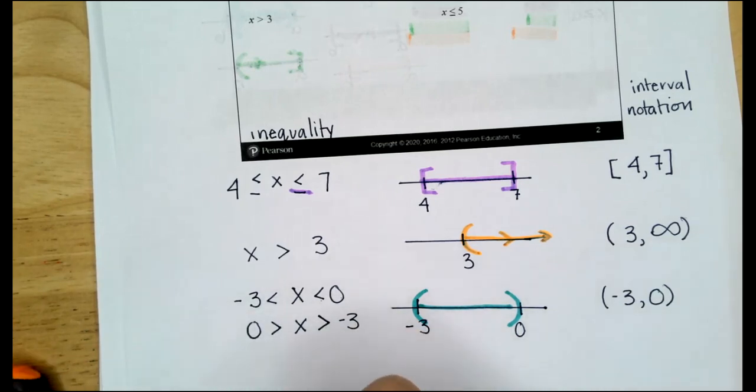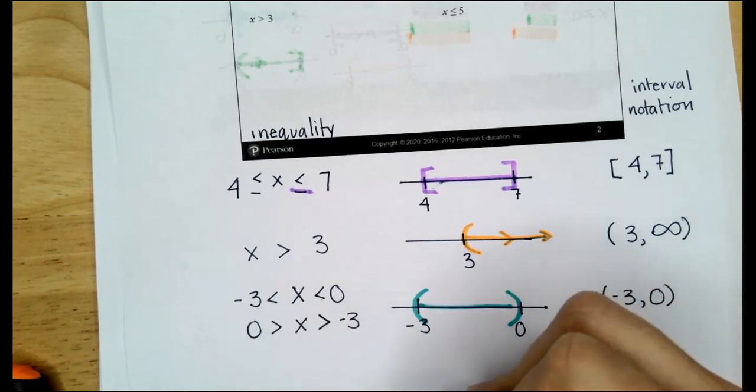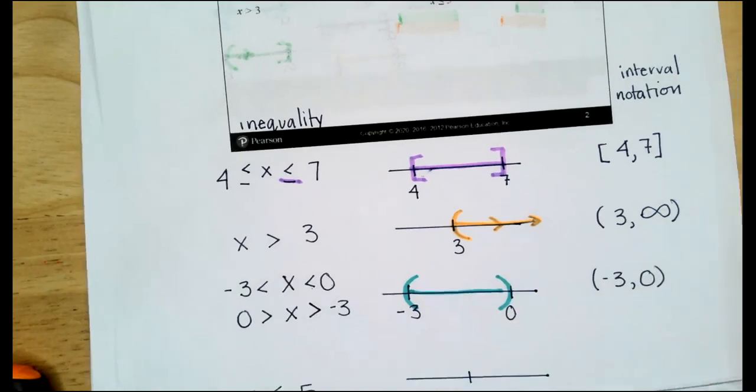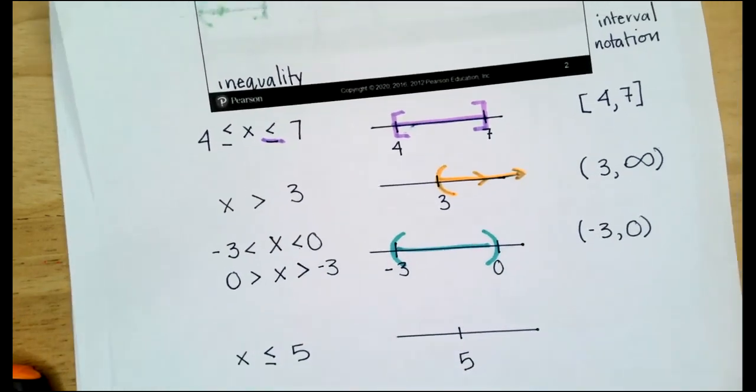The last one is x is less than or equal to 5. Good. X is less than or equal to 5.